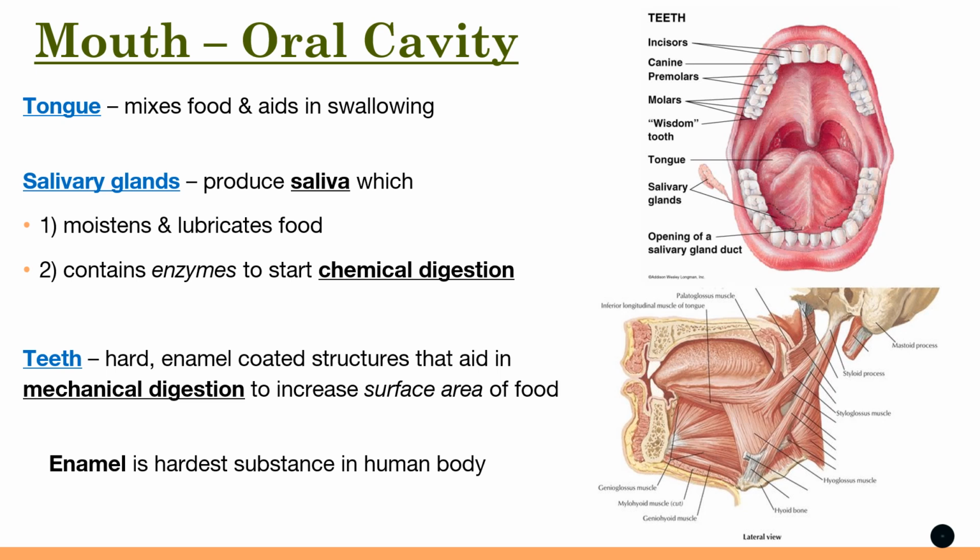We also have teeth in our mouth. These are going to be the hard enamel-coated structures that are going to aid in mechanical digestion to help break up that food and increase the surface area of food. A little fun fact is the enamel is the hardest substance that we have in the human body.